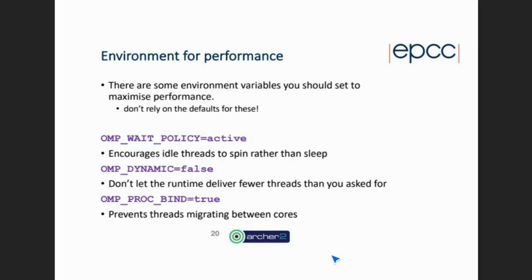So if you want to squeeze the most performance out of your OpenMP code, there are some environment variables that you should set to help, and not rely on the defaults always. Defaults are implementation dependent. First one is OMP wait policy. Set that to active. It's actually just a hint, so what the runtime really does with that is, again, implementation dependent. But what this does is encourage idle threads to spin rather than go to sleep.